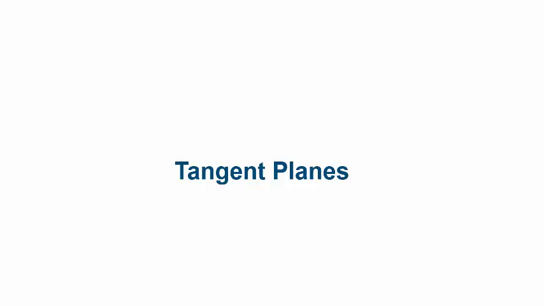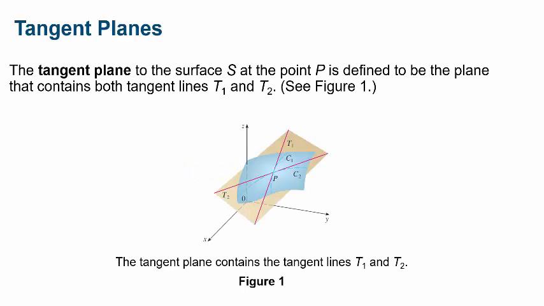All right, so what exactly is a tangent plane? The tangent plane is some surface S. So this blue shape here is the surface we have, and this brown shape is the tangent plane that we're looking to find. So the tangent plane to some surface F at some point P is defined as the plane that contains both the tangent lines T1 and T2. And we've talked about these tangent lines T1 and T2 in the previous section.